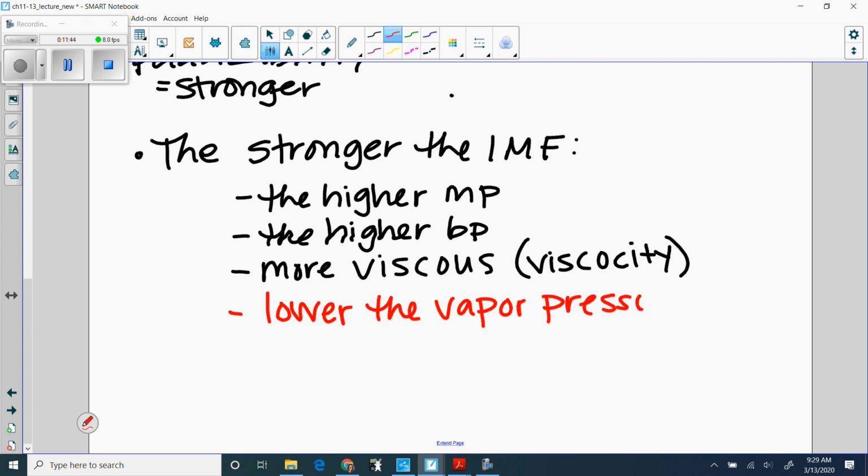Vapor pressure is how much is evaporating. And if they're held on really tight, they're not really evaporating, so it makes it opposite. BP is boiling point. Viscosity is like goopy. Okay. Flip your paper over because we're going to do a page on the back. That was chapter 11. Let's learn chapter 13.